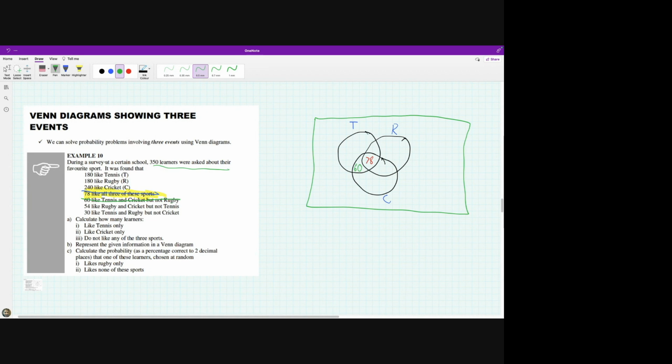Now, I want you to do this in your head. In fact, I'll give you a moment. Draw the Venn diagram. Can you see where I'm going to put the 54 that like rugby and cricket, but not tennis? Can you see the region it's going to? It's going to there.